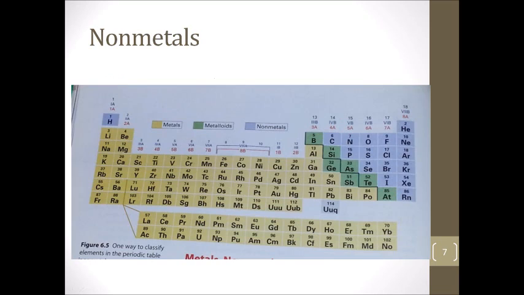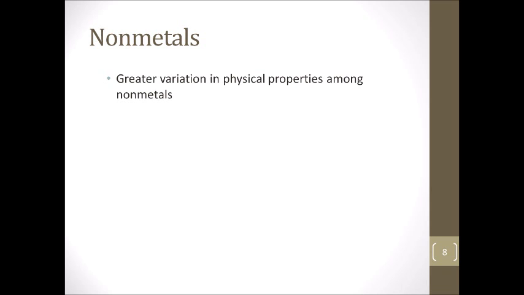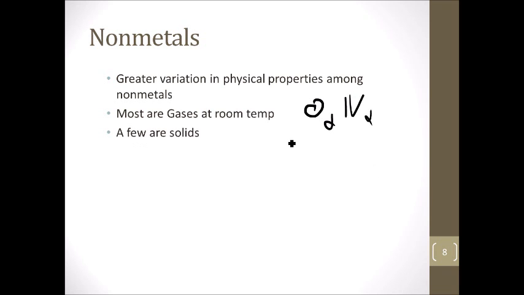All right, nonmetals. Here are our nonmetals, and then hydrogen as well. Now, there's a greater variation in physical properties among nonmetals. Where metals tend to be more similar to one another, nonmetals are a huge variety. Most of them are gases at room temperature, like oxygen and nitrogen. There are some solids, things like phosphorus and sulfur. There's only one liquid, bromine. That's a dark red liquid.